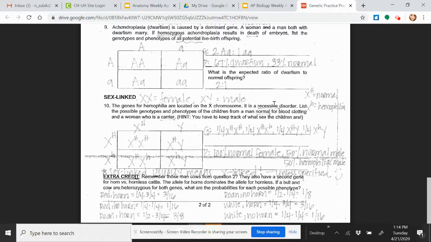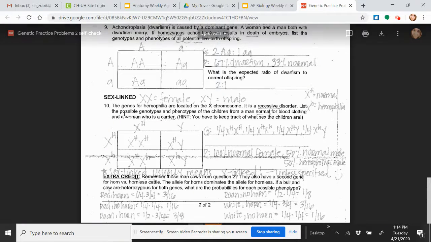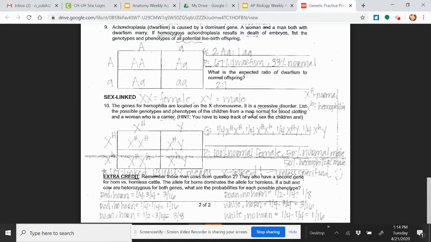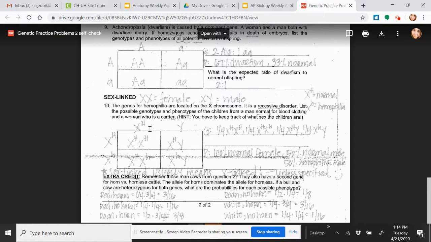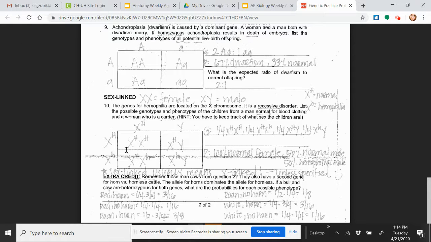The genes for hemophilia are located on the X chromosome. It is a recessive disorder, meaning the only way you can get it is if you do not possess a big H. The question asks us to list the possible genotypes and phenotypes of the children from a man who is normal and a woman who is a carrier. Remember, that's here, the carrier. She shows a normal phenotype, but she carries that recessive allele. So our carrier is big X big H, big X little h. Up here, we have X big H and Y.